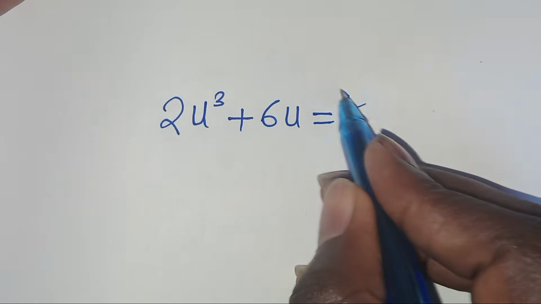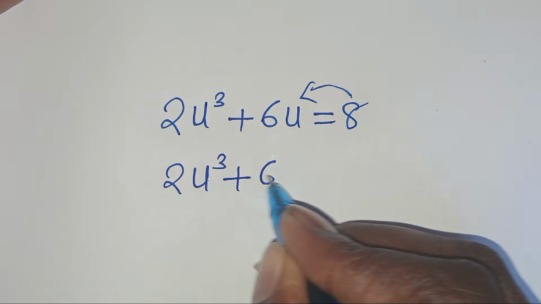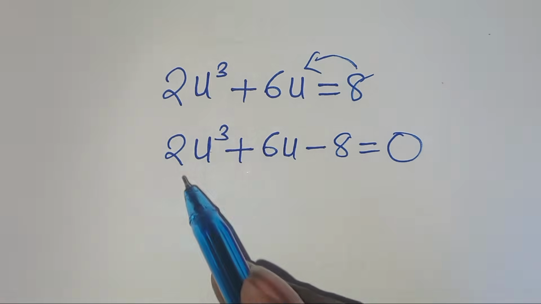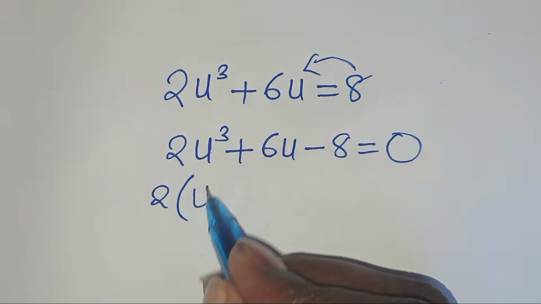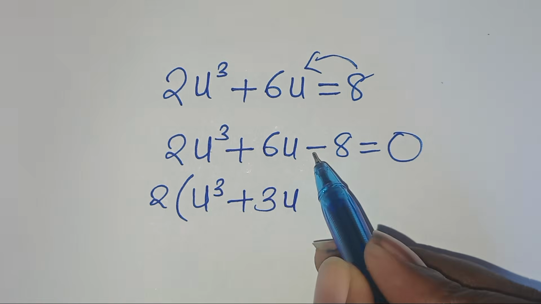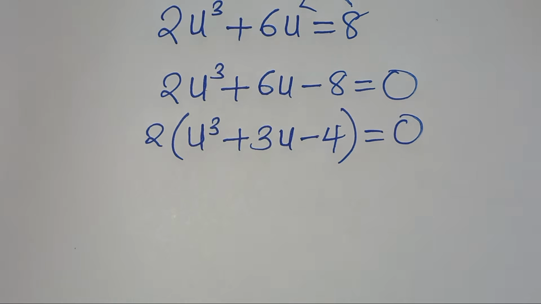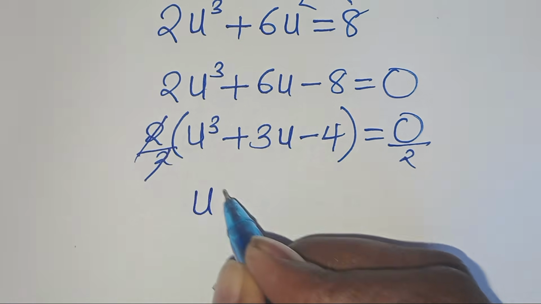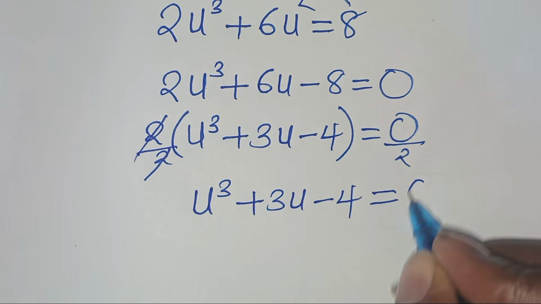Now the next step, let's take 8 on the left hand side, so that we have 2u to the power of 3 plus 6u minus 8 equal to 0. Now 2 is common here. We can factor out 2, so that 2u to the power of 3 divided by 2 is u to the power of 3, plus 6u divided by 2 is 3u, minus 8 divided by 2 is negative 4, equal to 0. So let's divide both sides by 2. And this implies that u to the power of 3 plus 3u subtract 4 is equal to 0.